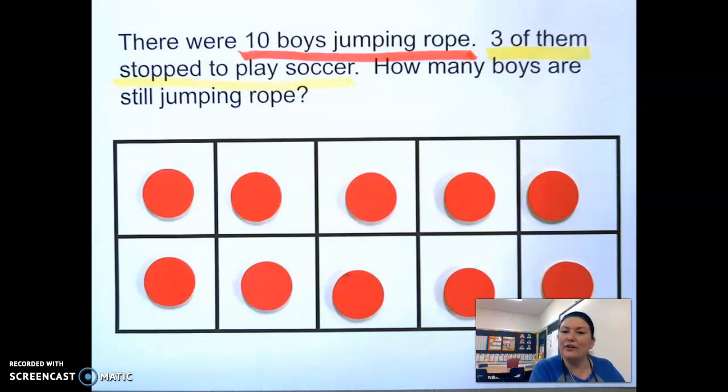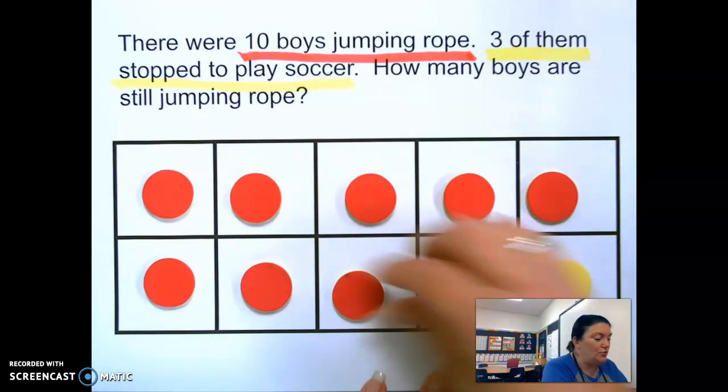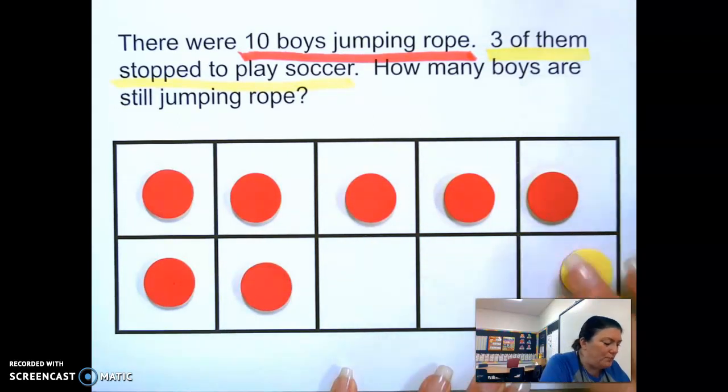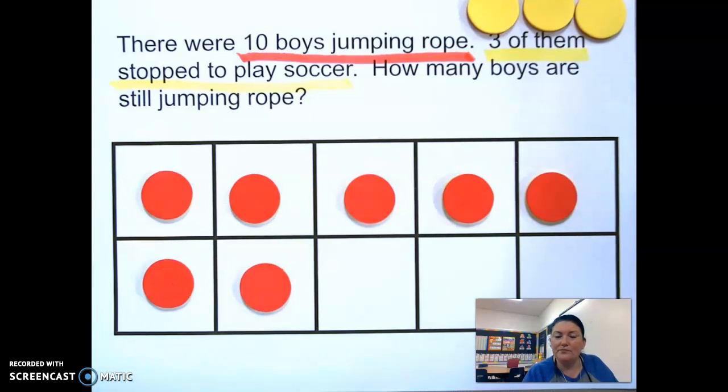I filled my 10 frame up with 10 counters. So I've represented my 10 boys that are jumping rope. But remember, my story also tells me 3 of them stopped playing soccer. I counted 1, 2, and 3. These 3 boys ran off. They were like, nope, we're done playing jump rope. We want to go over here and play soccer. We're going to move them out of the way. And so now I have how many boys left? 7. If you said 7, you are correct. Give yourself a round of applause.